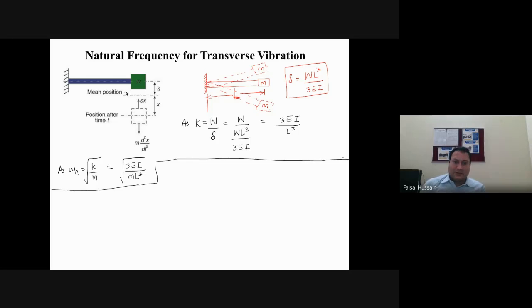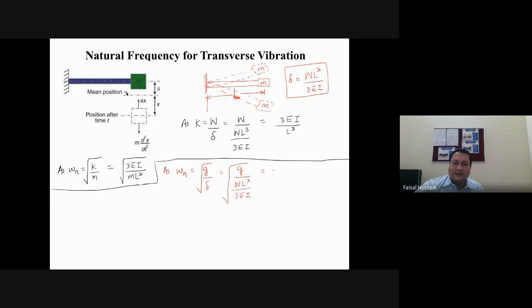ये बन गया आपका expression. Now, also we have seen that what is omega n? Omega n is what? G by delta. Okay. So G upon delta is what? W L cube upon 3 E I.